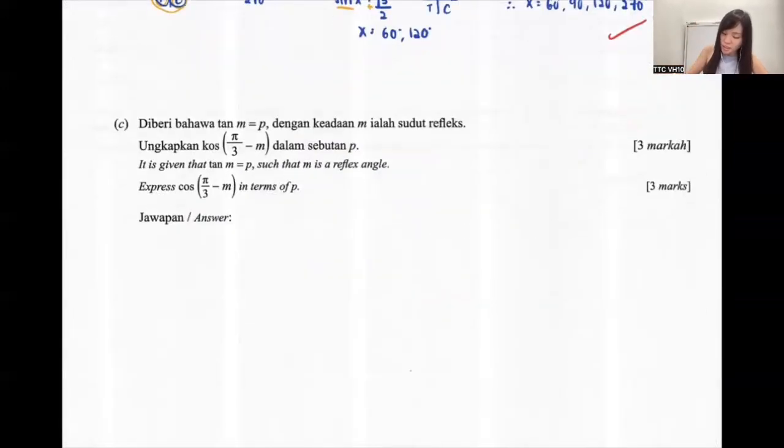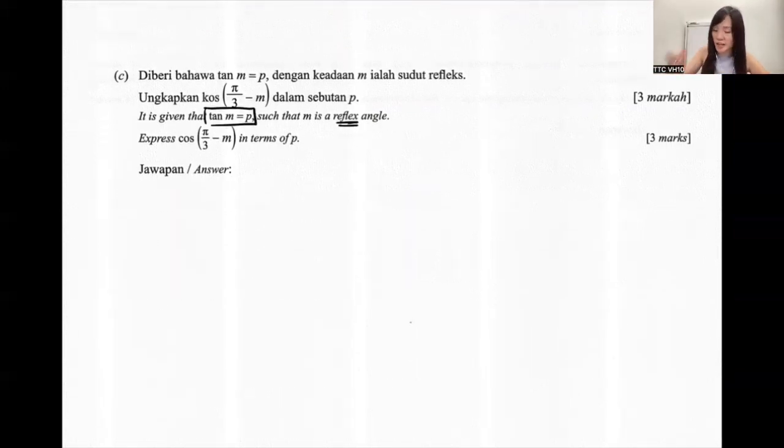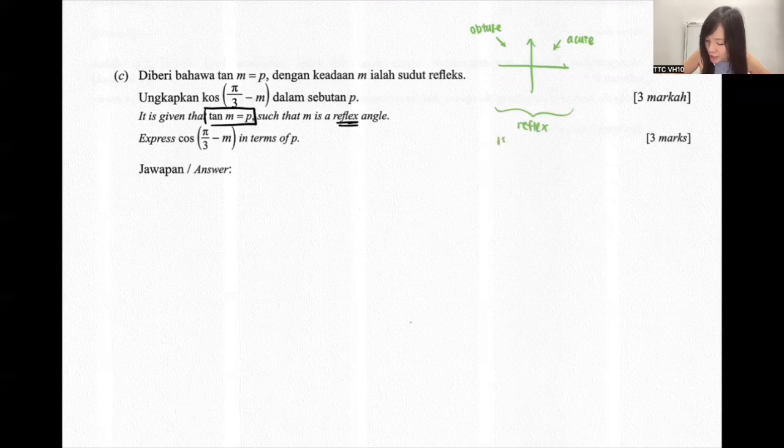They still got C. So C, they say, is given that tangent M equals to P, such that M is a reflex angle. You know what is reflex angle, right? All science teacher crazy. Okay, talk about all the basic first. So guys, 0 to 90 called acute. 90 to 180 called obtuse. Reflex is always 180 degree to 360 degree. We call it reflex. So this is the first quadrant. This is the second quadrant. Reflex angle can be on the third quadrant or the fourth quadrant. So, but we don't know which one. So it can be third, it can be fourth.